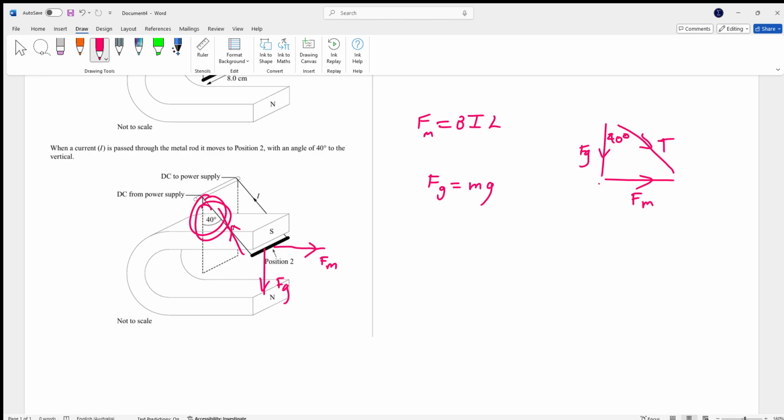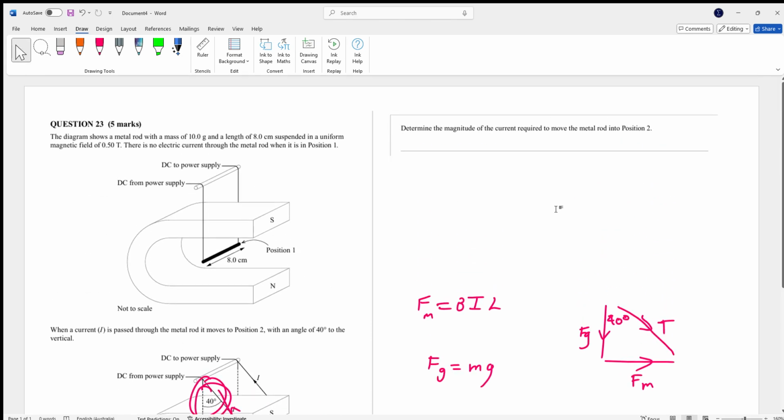Now, how this helps us is we can now start working out the current strength, because we've been given the magnetic field strength, which is 0.5 Tesla. We've been given the mass, which is 100 grams. So you'd have to convert that. How many grams are in a kilogram? Well, you would have to divide that by 1,000, because there are 1,000 grams in a kilogram.